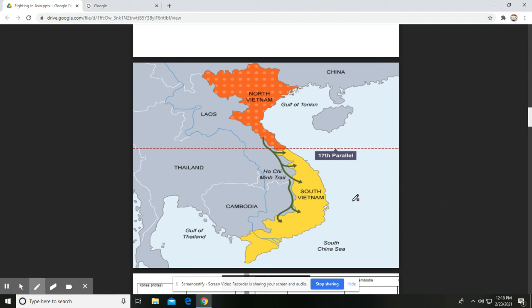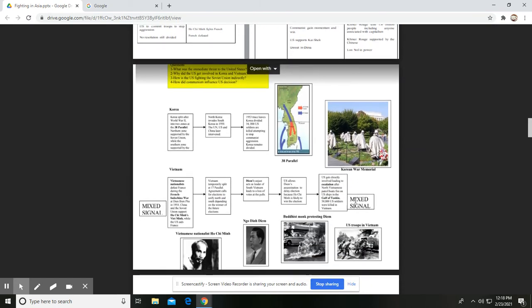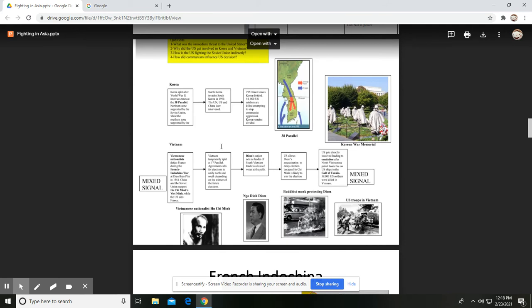Keep in mind, we have watched a documentary on this one as well, so I'm probably not going to say much. You might want to take a look at this progression chart that I have on the site.